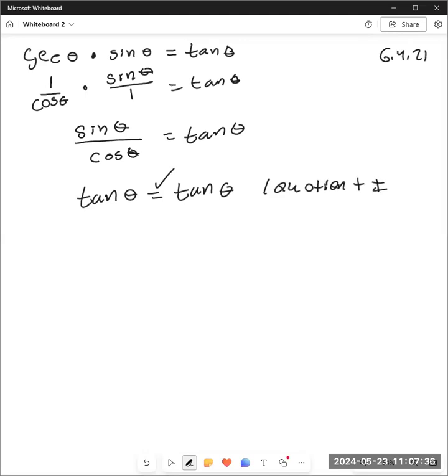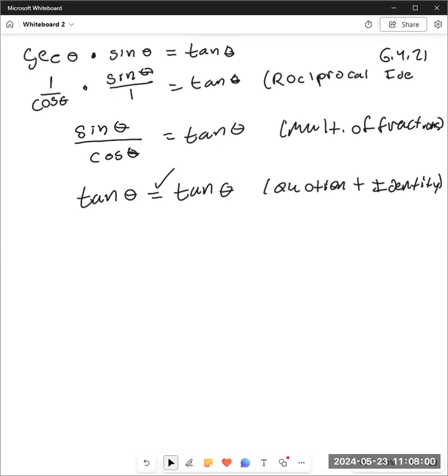You might want to justify each step here. This is multiplication of fractions. This is a reciprocal identity. And you get the idea. So let's try another example here.